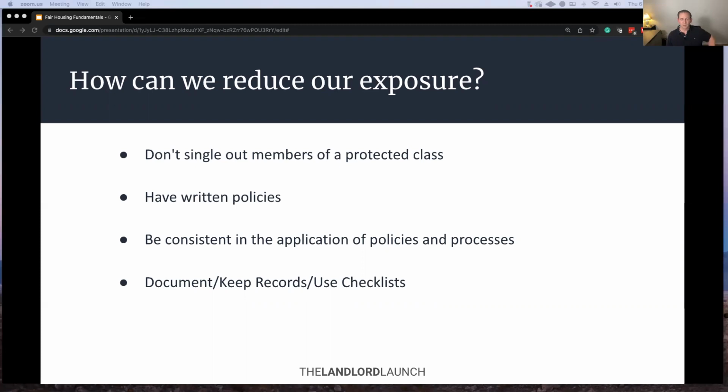One, don't single out members of protected class. Don't single out anybody. I mean, treat everybody equally. And I know that the golden rule is sometimes challenging to implement in real life, but if you're going to do something for one person, be prepared to do it for everybody. If you just follow that, most of the fair housing potential claims, they go right out the window.